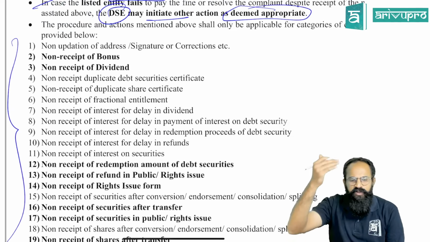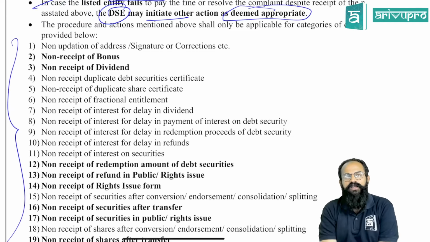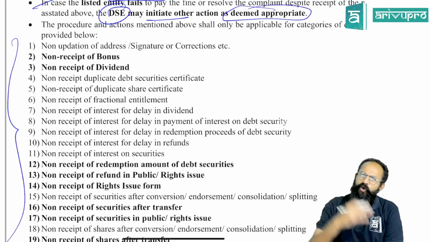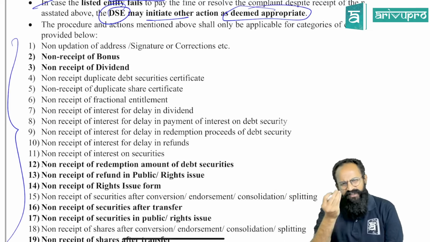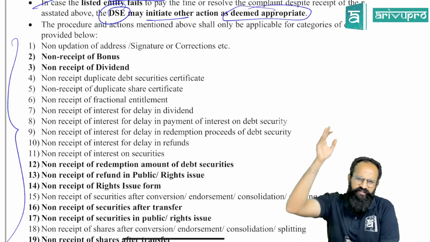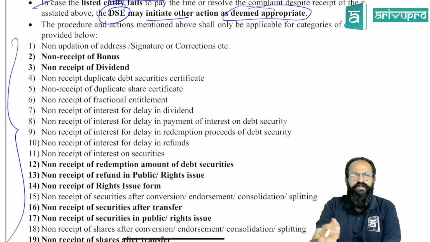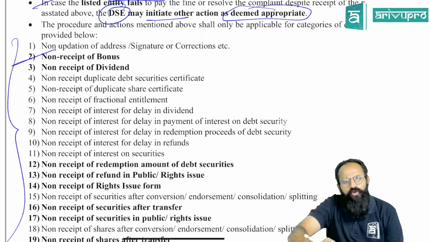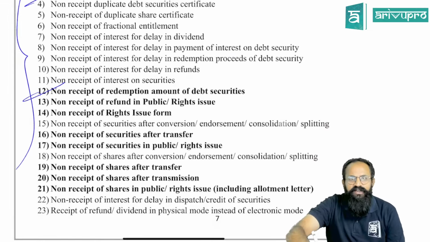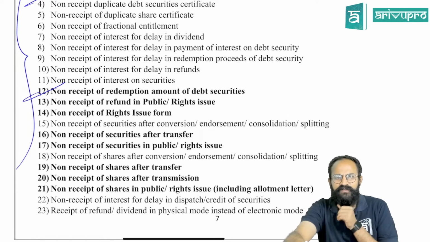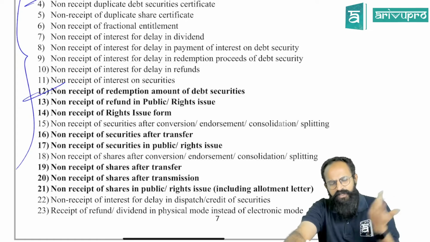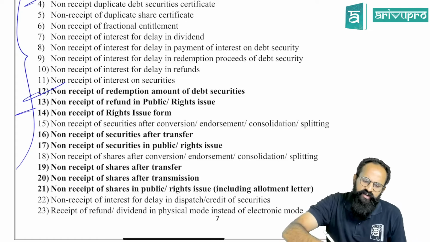This SCORES thing, whatever complaints we saw previously, it's the same. I've just highlighted certain easy things for you to remember, but otherwise go through the list once, everything is easy. If you did not get the bonus, go for it. You did not get the dividend, go for it. You did not get the final redemption amount on your debentures. You have invested, and on the final date they did not give you the money. Go for it. Non-receipt of refund.